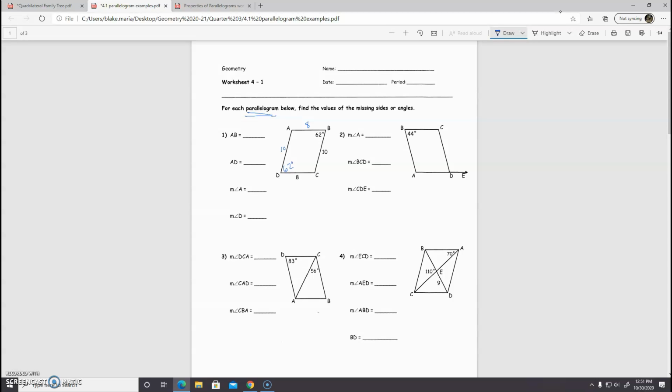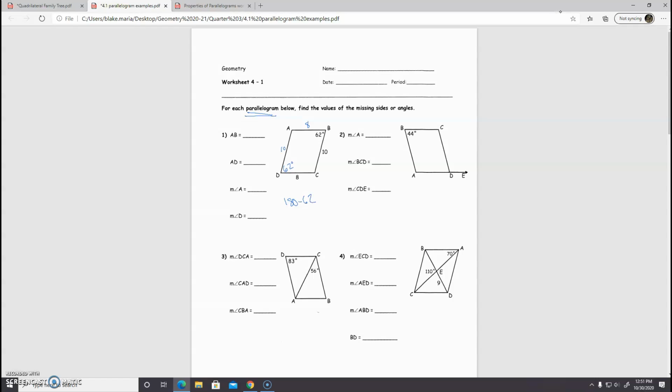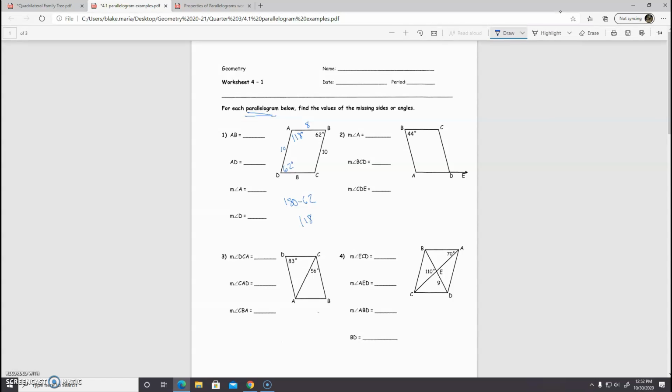How do I find A and C? Remember, consecutive angles should be supplementary. So 180 minus 62. See all that math I'm showing? There's not a huge amount of work to show, but I want to see whatever math you do to get 118. So that means angle A is 118. Opposite angles are equal, so angle C is 118. And if you remember quadrilaterals, all four angles should add up to 360 every time.